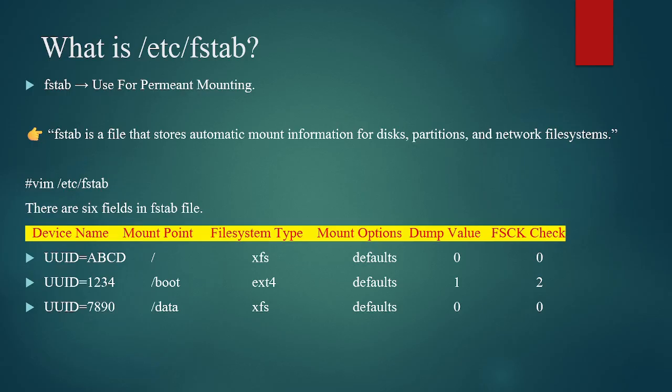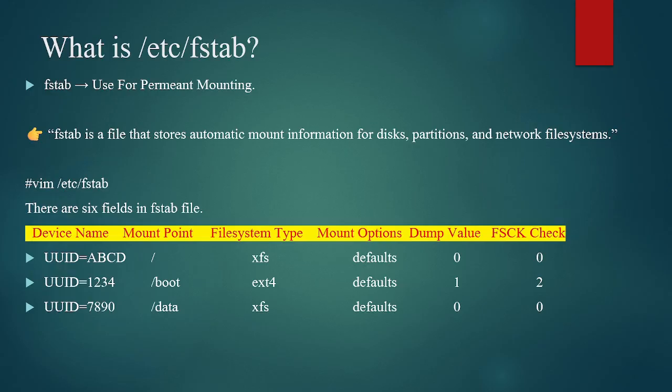So, another interview question is, what is fstab file? So, your simple answer is use for permanent mounting. That's it. Then, what are the fields present in the fstab file? Another interview question. And this question interviewer must ask. So, the answer is there are 6 fields present in fstab file.